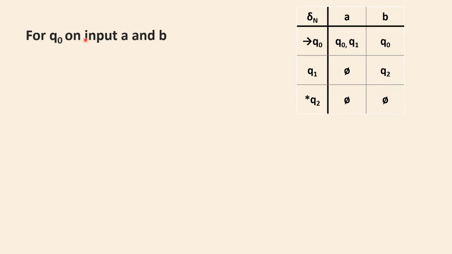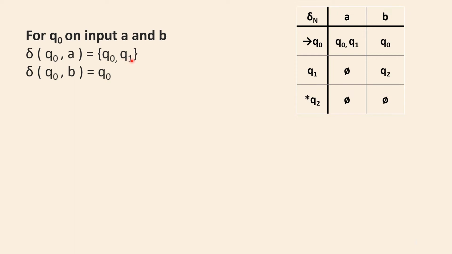So for Q0 on input A and B, we always start with Q0 because it is the start state. Q0 on input A is going to Q0 Q1, and Q0 on input B is going to Q0 itself. So here we are finding it for Q0. Again here also we have Q0, so this is not a new state.